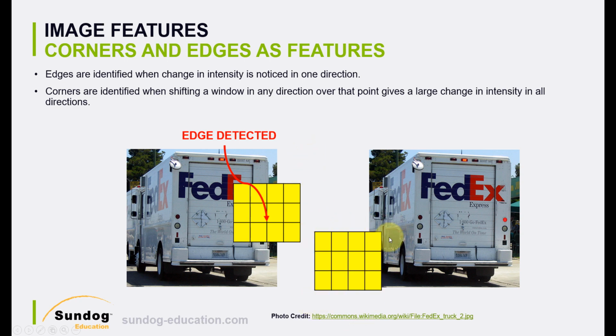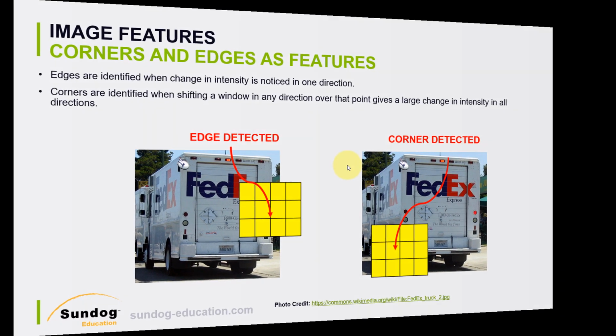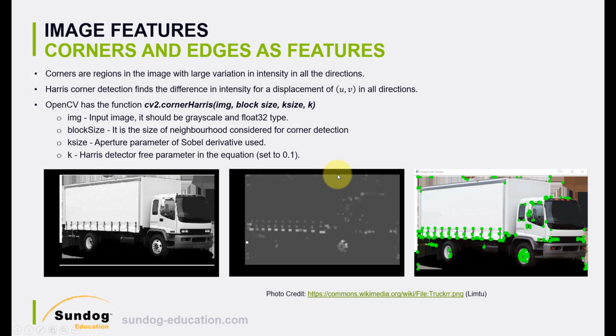If we use the exact same kernel and pass it by here, you will find that a corner has been detected because there has been a change in intensity in both directions, in X and Y, or maybe in additional directions as well. That's how we're able to detect corners and edges. So let's take a look at how we can extract or detect corners and edges within our image. Corners are regions in the image with large variation in intensity in all directions. We're going to use a ready-made OpenCV function for what we call Harris corner detection.